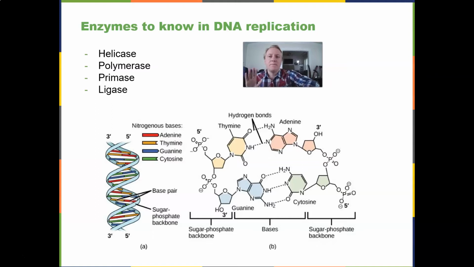So basically, the basic structure is deoxyribose sugar, phosphate group, deoxyribose sugar, and those are attached to base pairs. Those base pairs are attached to one another through hydrogen bonds. And as we're going to see in just a minute, the helicase is going to come through and break those hydrogen bonds up.